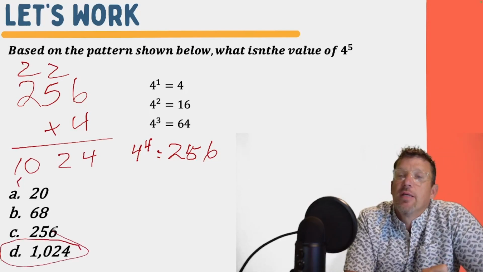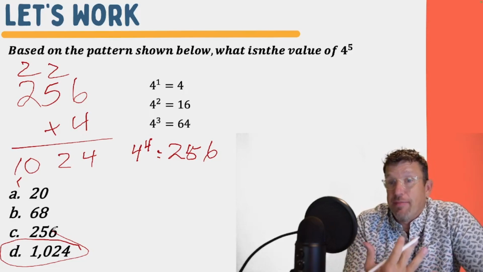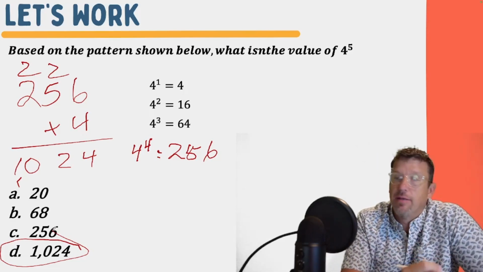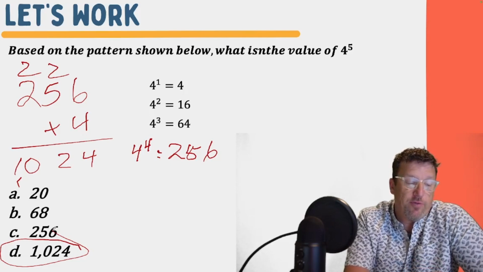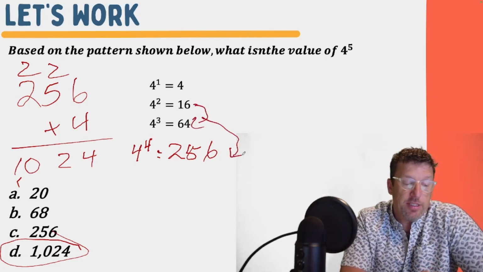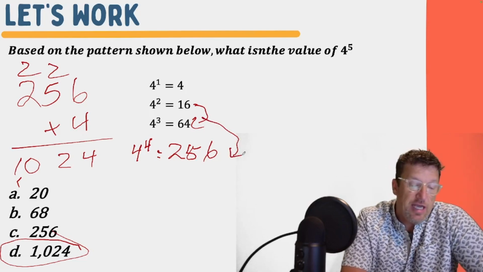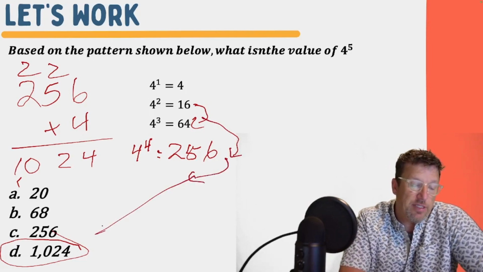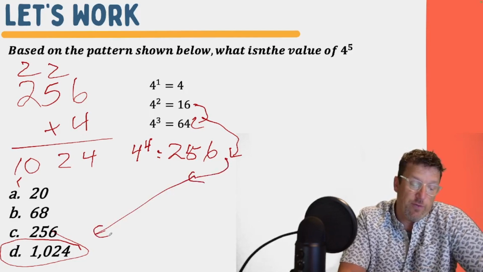Okay? So you can see exponentially, when something's getting bigger, it gets bigger at a rapid pace. So we got 4 times 4 is 16, then we get 4 times bigger, we get 64, then 4 times bigger than 64 is 256, and then 4 times bigger than 256 is 1024.